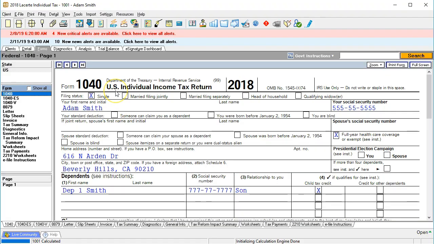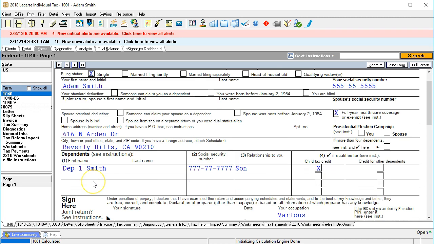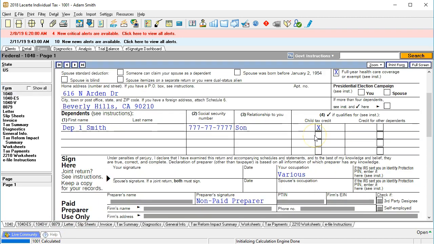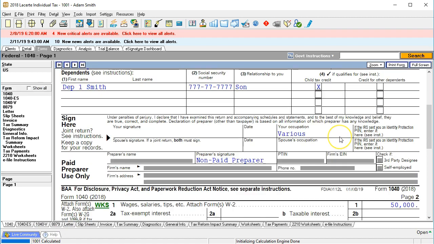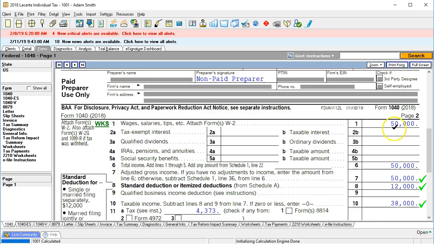Here is our simple sample test 1040, with our single individual with the mock information of Adam Smith, mock social security number and address. And of course, we have the one dependent here for our child tax credit calculation. First name, dependent 1, last name, Smith. And the dependent does qualify for the tax credit. So then we're going to scroll down to page 2. So we have page 2.